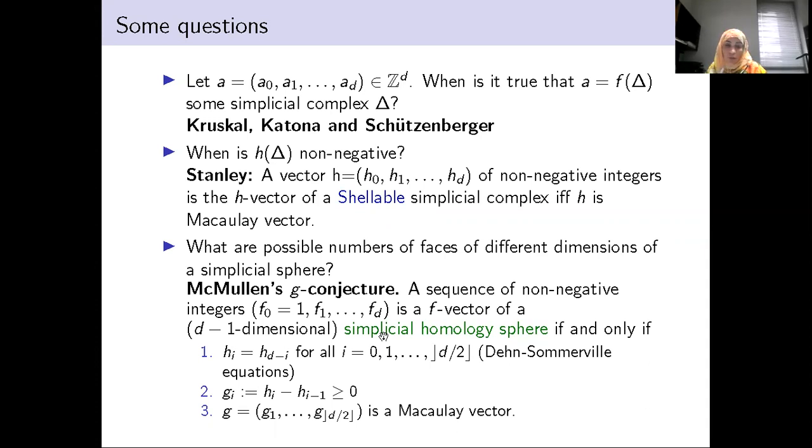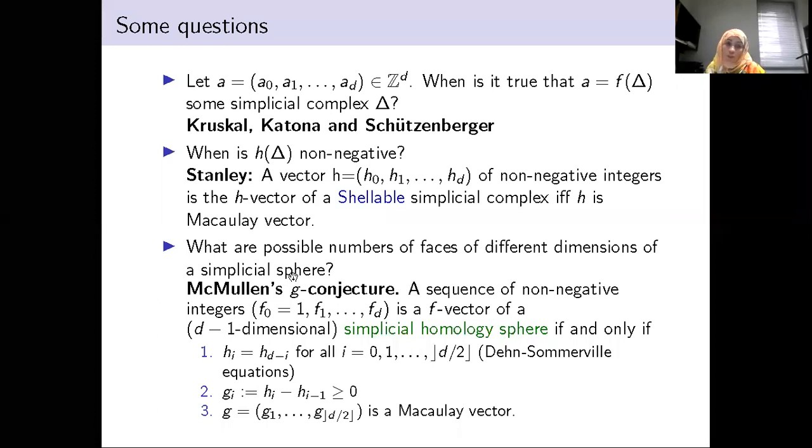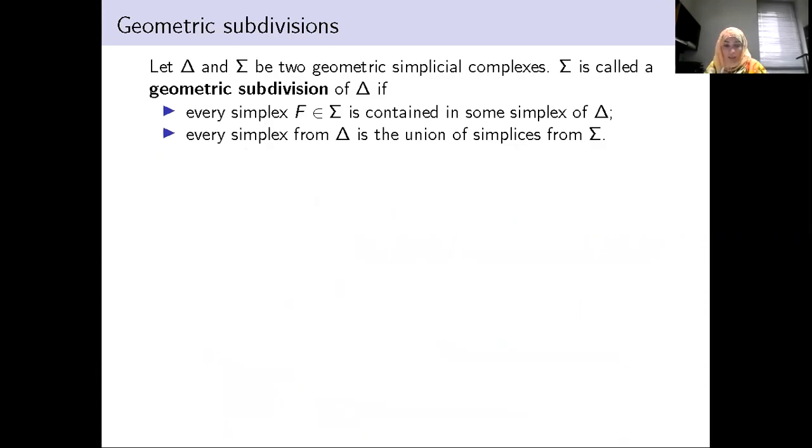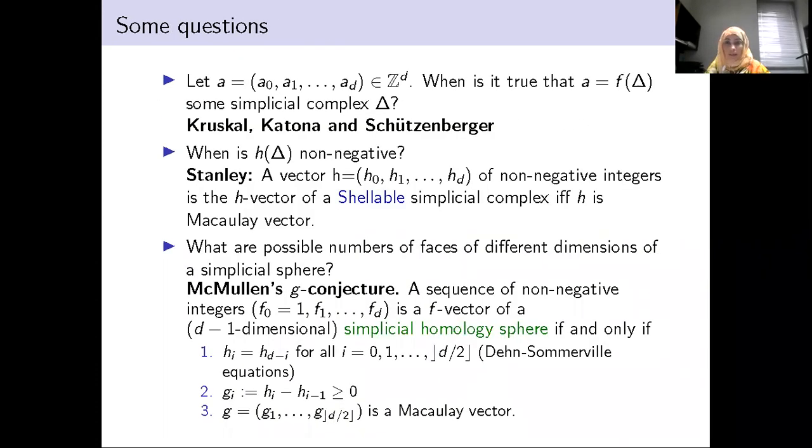I mean, if you are not talking about the simplicial polytopes, but in general you are talking about the simplicial sphere, or more generally the simplicial homology sphere, then the problem was open for more than 30 years. But recently, this conjecture was proved more generally for the simplicial homology spheres by Adiprasito in 2018. That's why I have written this conjecture for the simplicial homology sphere, because it is now a theorem for these spheres.